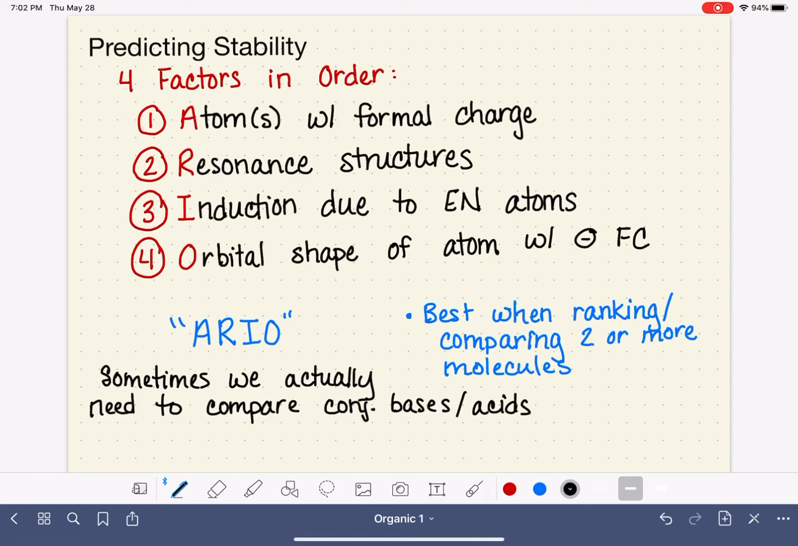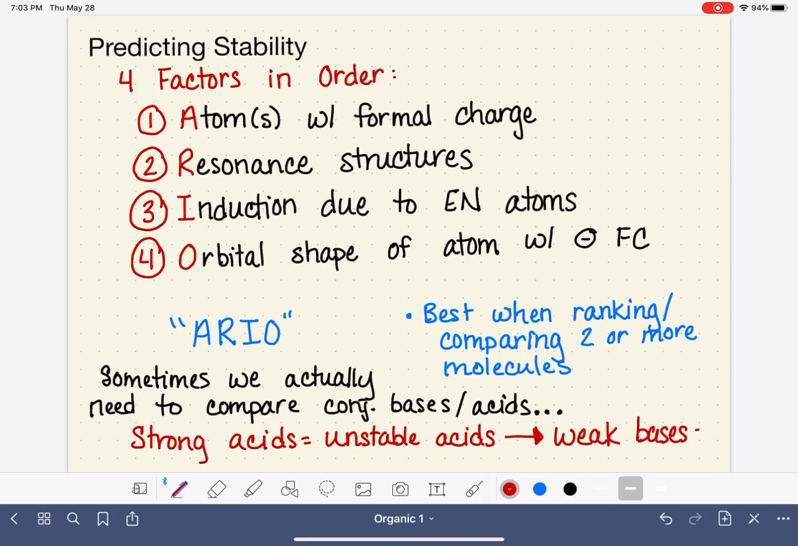And don't worry, if you're feeling like, oh my gosh, I don't know what she's talking about, we'll do examples of this. But sometimes when we're being asked to rank stability or compare stability, it's easier for us to actually compare the stability of the conjugate acid or the conjugate base of these particular molecules. And if we have to resort to that tactic, we have to remember from Gen Chem, our strong acids, which is another way of saying unstable acids, or reactive acids, turn into weak bases, which is another way of saying stable bases, non-reactive bases.